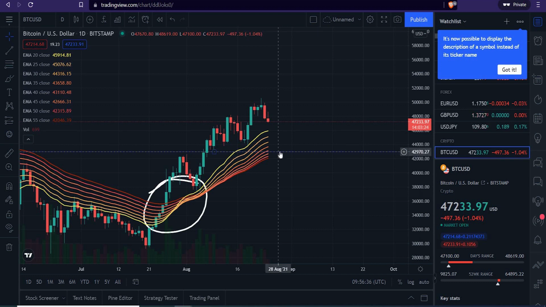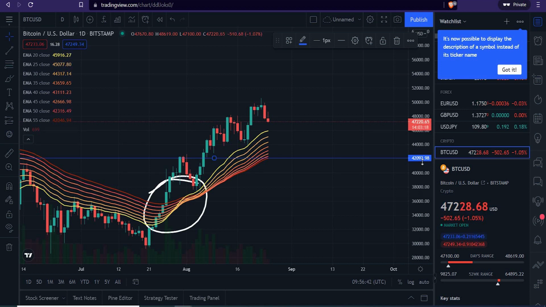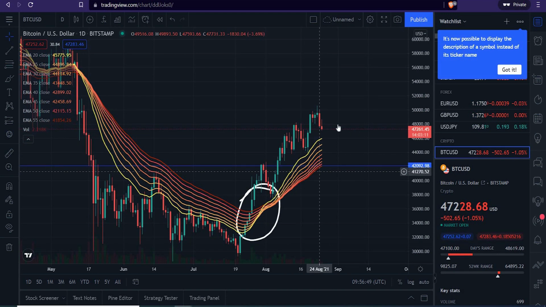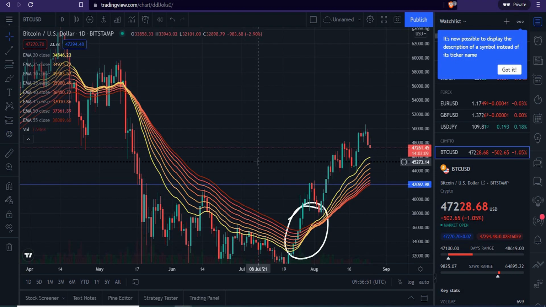I've got to keep it real. It could come right down here, the red line, to 42,000 and still be in a bullish trend, bullish momentum. So bear that in mind as well, because it could come right down, bounce off of this ribbon, just like what we saw in the past.